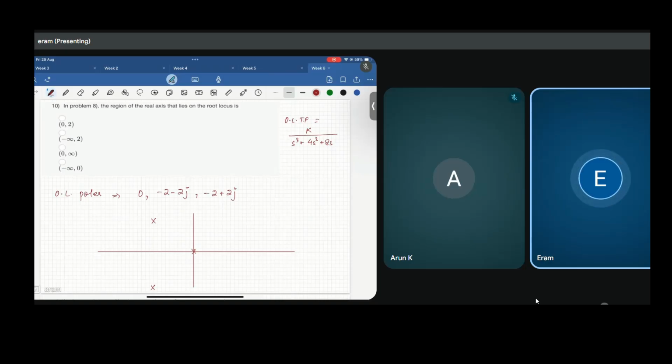With this condition, if we start from minus infinity to this region, we can easily see that to the right of this region there are a total of 3 poles, which is odd. So this part of the real axis is going to lie on the root locus.